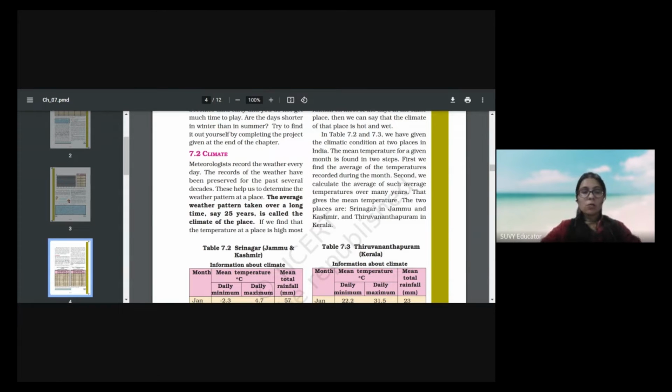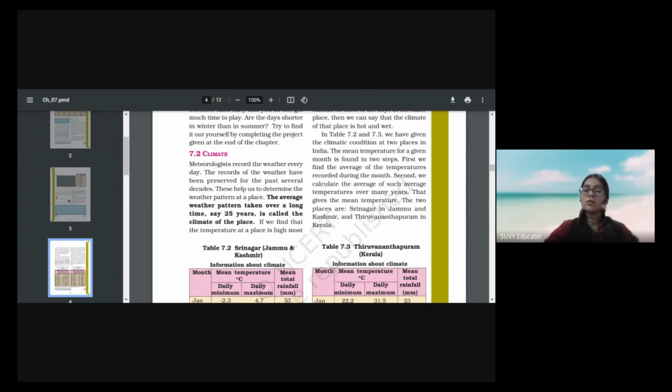Fine. Now we have discussed the weather. Now what is the climate? The average weather pattern taken over a long time, say 25 years, is called the climate of the place. So what is the major difference between the climate and the weather?